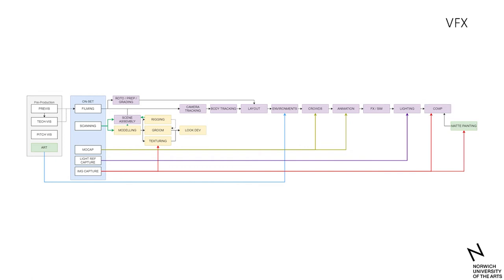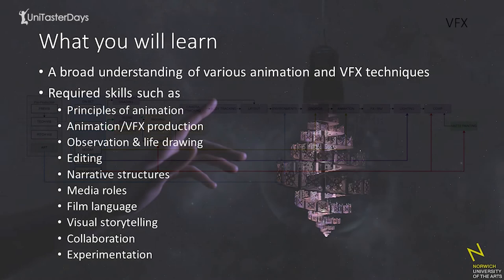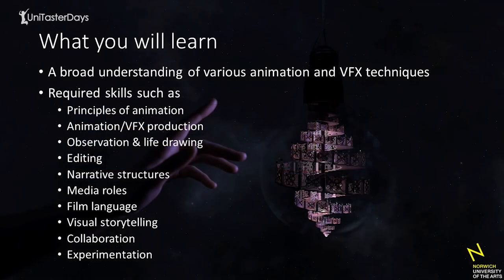The general pipeline is very similar, with a lot of specialist components getting added along the way, which makes up for each of those specialist fields of study within animation visual effects. So what you will learn in a university course in animation visual effects is, first up, a broad understanding of the various animation VFX techniques and a deeper understanding of each stage of the animation or VFX pipeline, how they fit together, how one department plays off another.